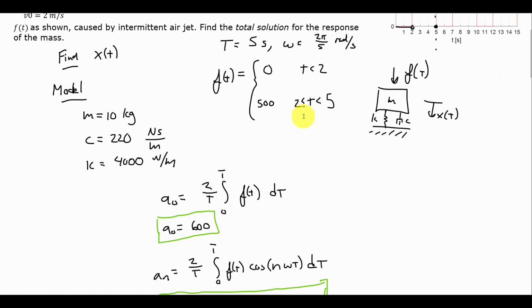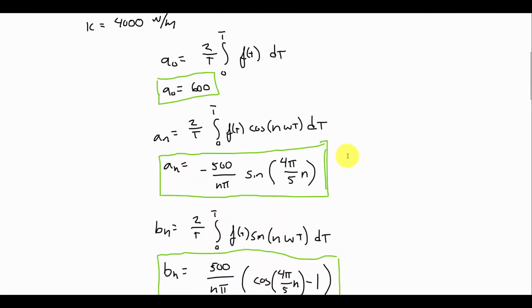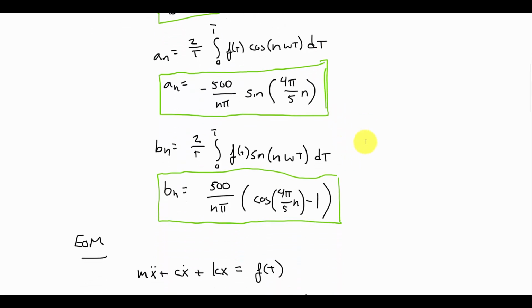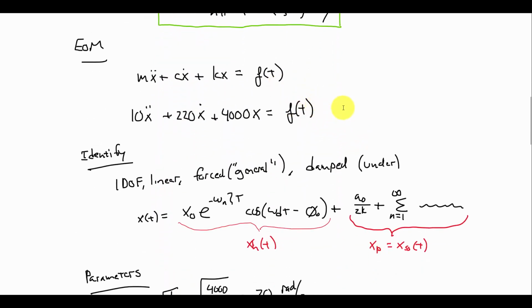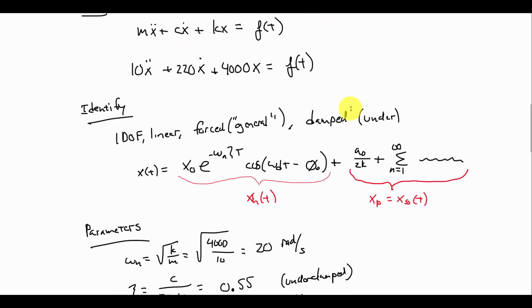We saved time again by using Mathematica rather than doing it by hand, but we found the coefficients of a0, an, and bn. Then we can put together our equation of motion. I just left f of t on the right-hand side, and in the identify step, it is not given to us as a simple harmonic function. This is falling under this general forcing category, where we are using the Fourier series expansion approach to solve it.